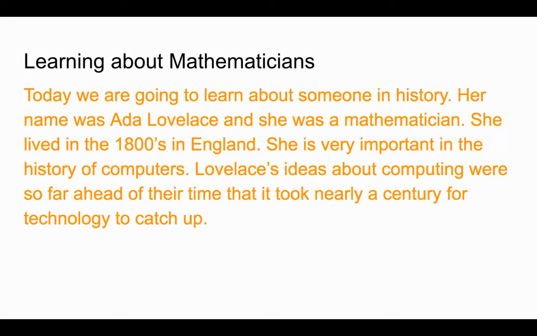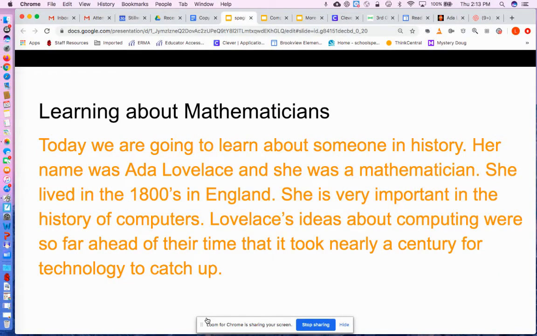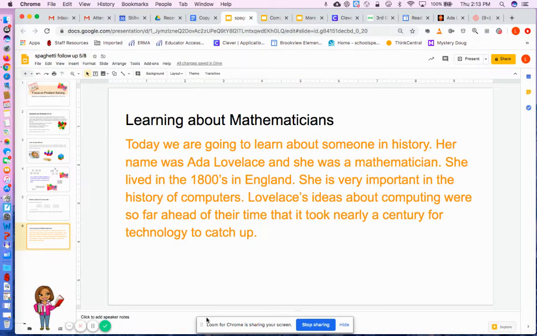I have a short video, and we're going to do this in May. We're going to learn about famous mathematicians in history. Today, we're going to learn about someone in history whose name was Ada Lovelace. She was a mathematician. She lived in the 1800s in England. She is very important in the history of computers, 3rd graders, and Lovelace's ideas about computing were so far ahead of her time that it nearly took a century for technology to catch up.